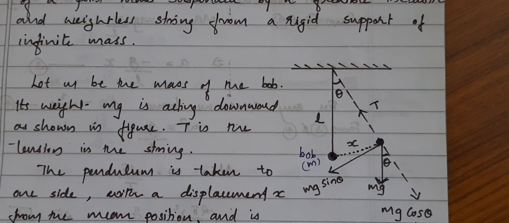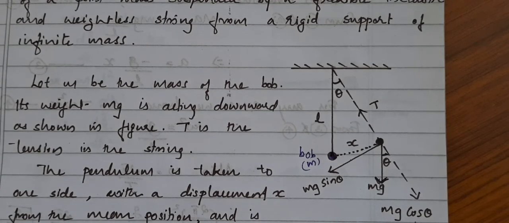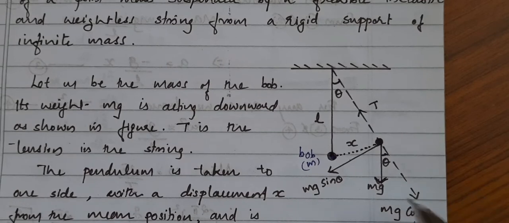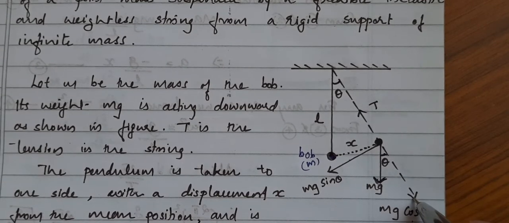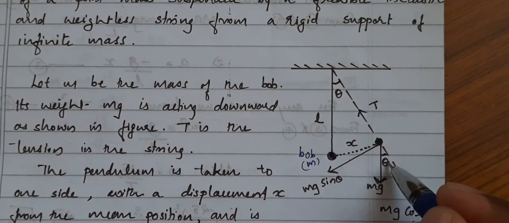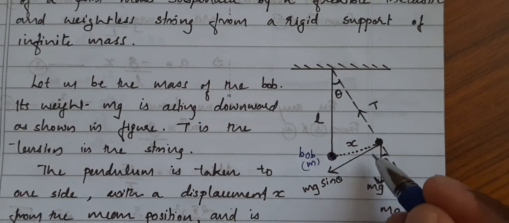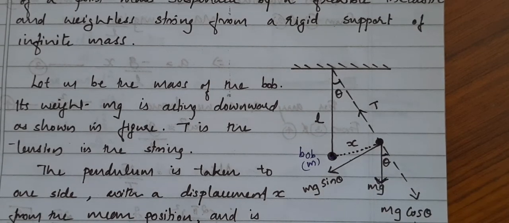So those who have doubt on how this comes, you can go back to the vector chapter and see the resolution of vectors. Weight is a vector quantity, mg is a vector quantity. So I can split this mg into two, mg cos theta and mg sin theta. Near the angle theta, the cos component will come. On the other side, the sin component will come. We have already discussed this.